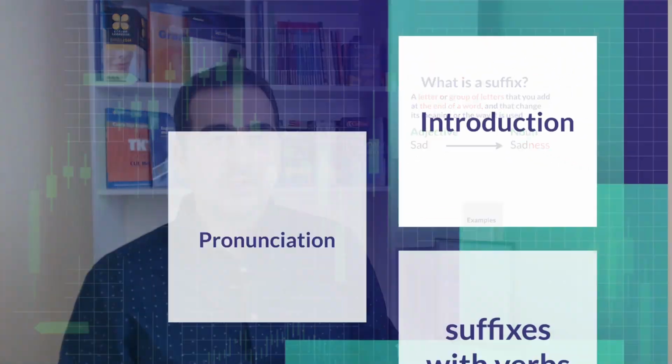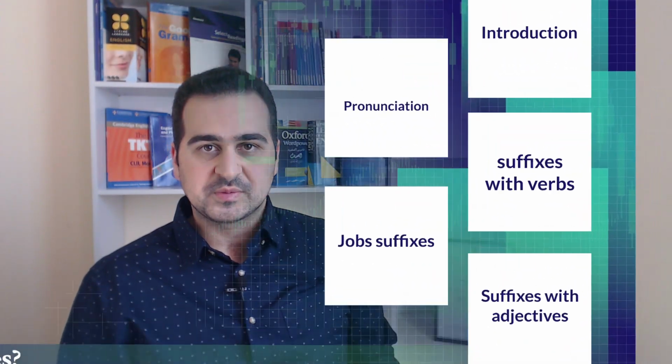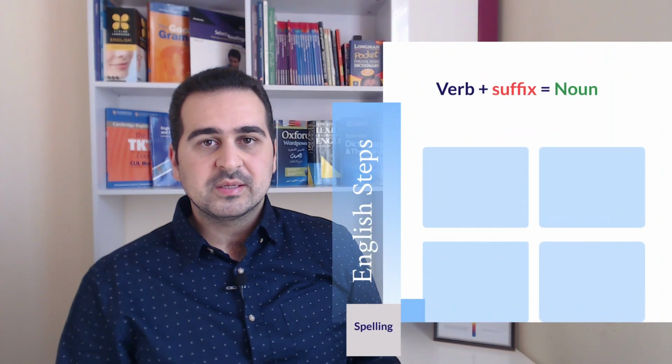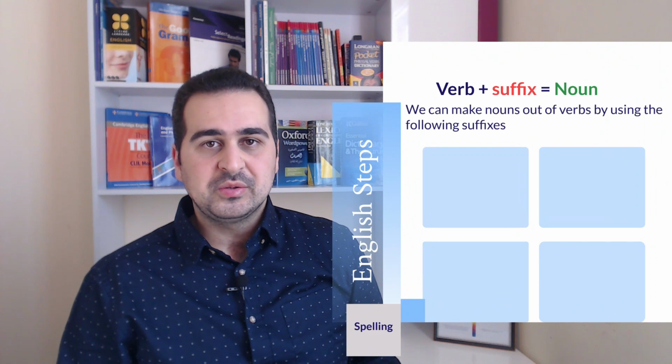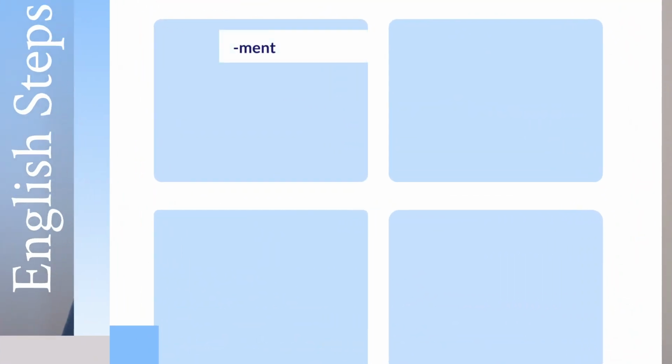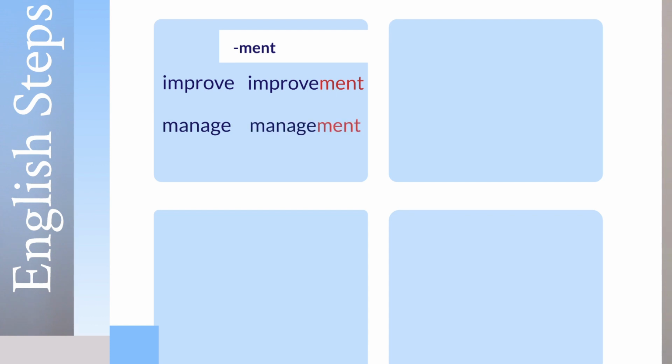Now, let's take a look at suffixes with verbs. We can make nouns out of verbs by using the following suffixes. Number 1, ment. For example, improve, improvement. Manage, management. The second one is ion.